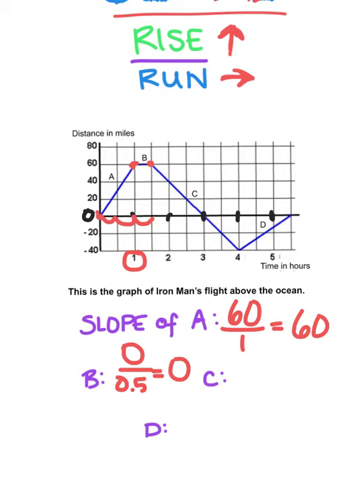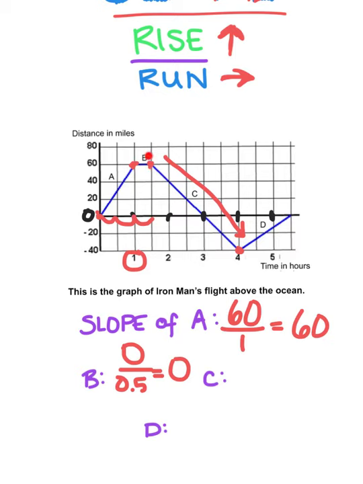Now section C, we should notice something different. This is the first time we're looking at it going down. So even though our distance starts up here at 60, it goes all the way down here to -40. I need to know the total distance. It doesn't matter if it was negative or positive. I just need to know how much distance happened. So we said each of these boxes was worth 20.